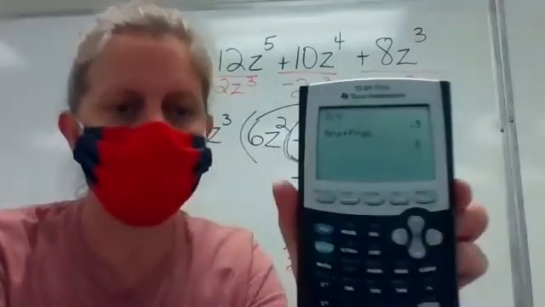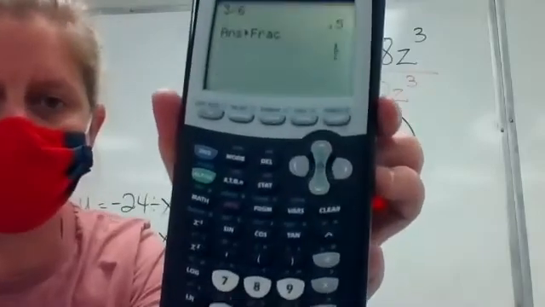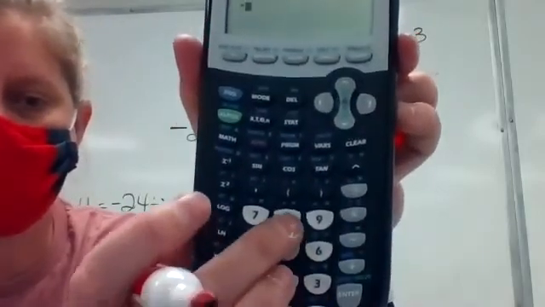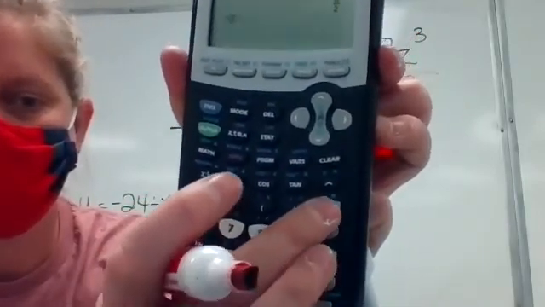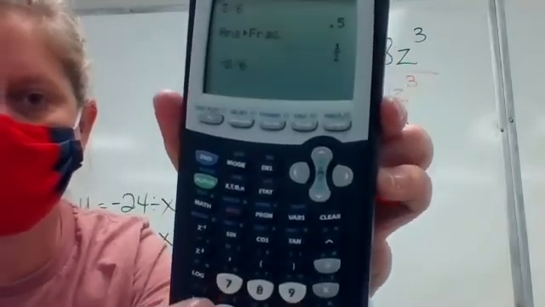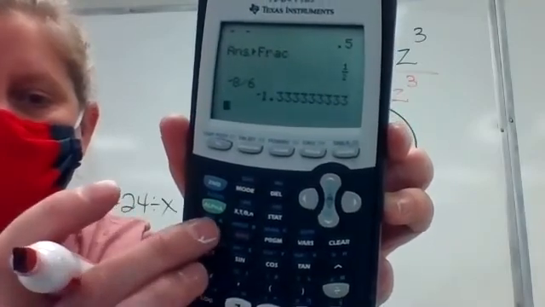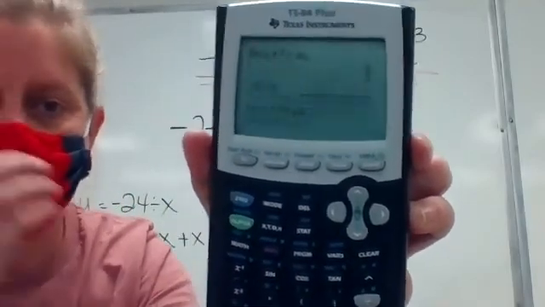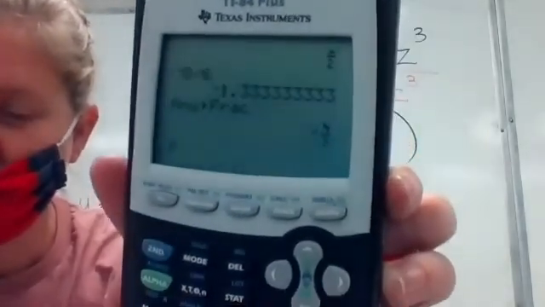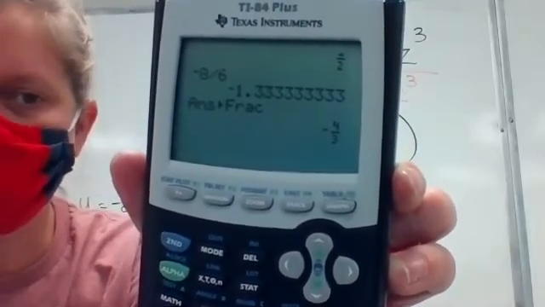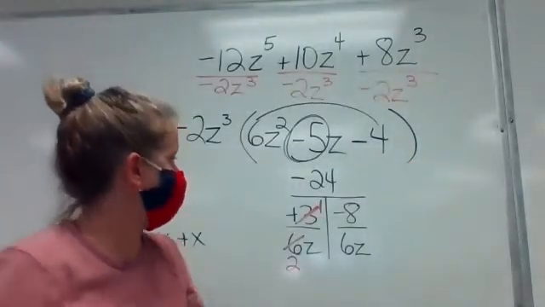So the other one is -8 divided by 6. Again, it's going to give you a decimal. So math, enter, enter to turn your decimal into a fraction. There's what that one reduces to, which is -4/3.